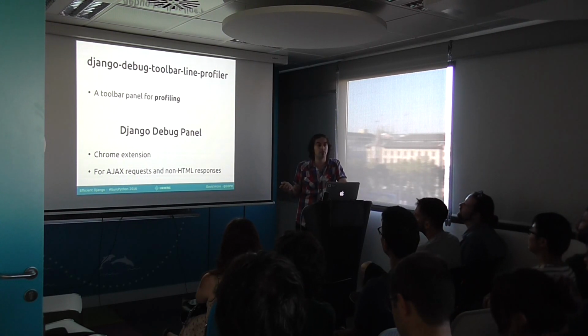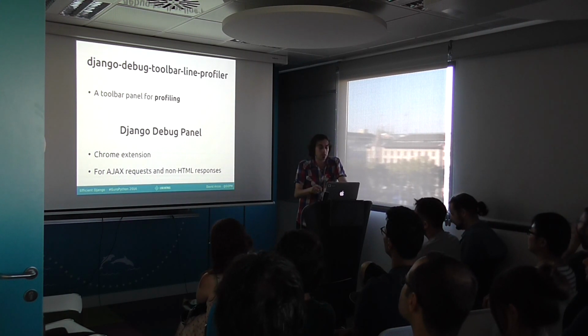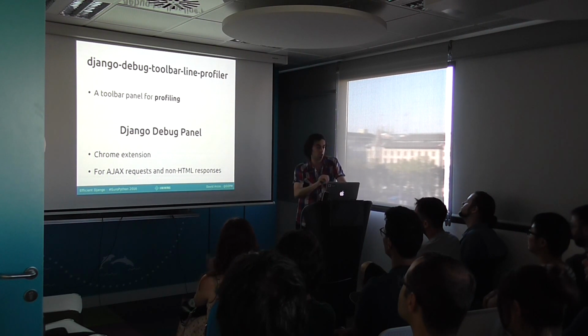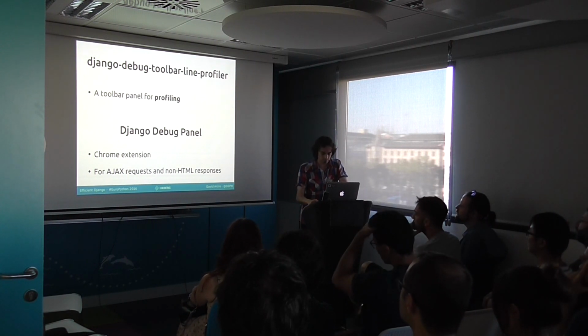I think it's also in Firefox. You install this extension in your browser, and then you will see in an extension the debug information. So you will see like the other panels, but in your browser. And this is very useful when debugging APIs. And yeah, for Ajax requests and other kinds of responses.